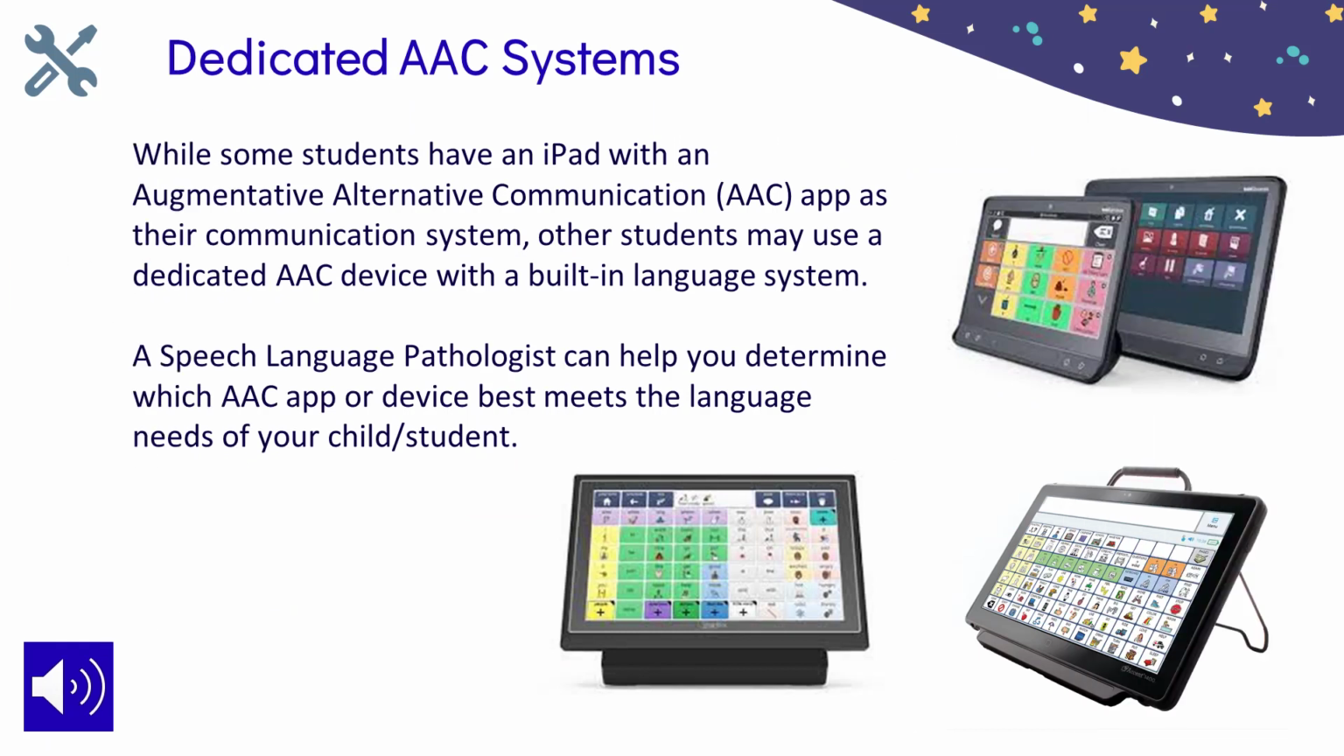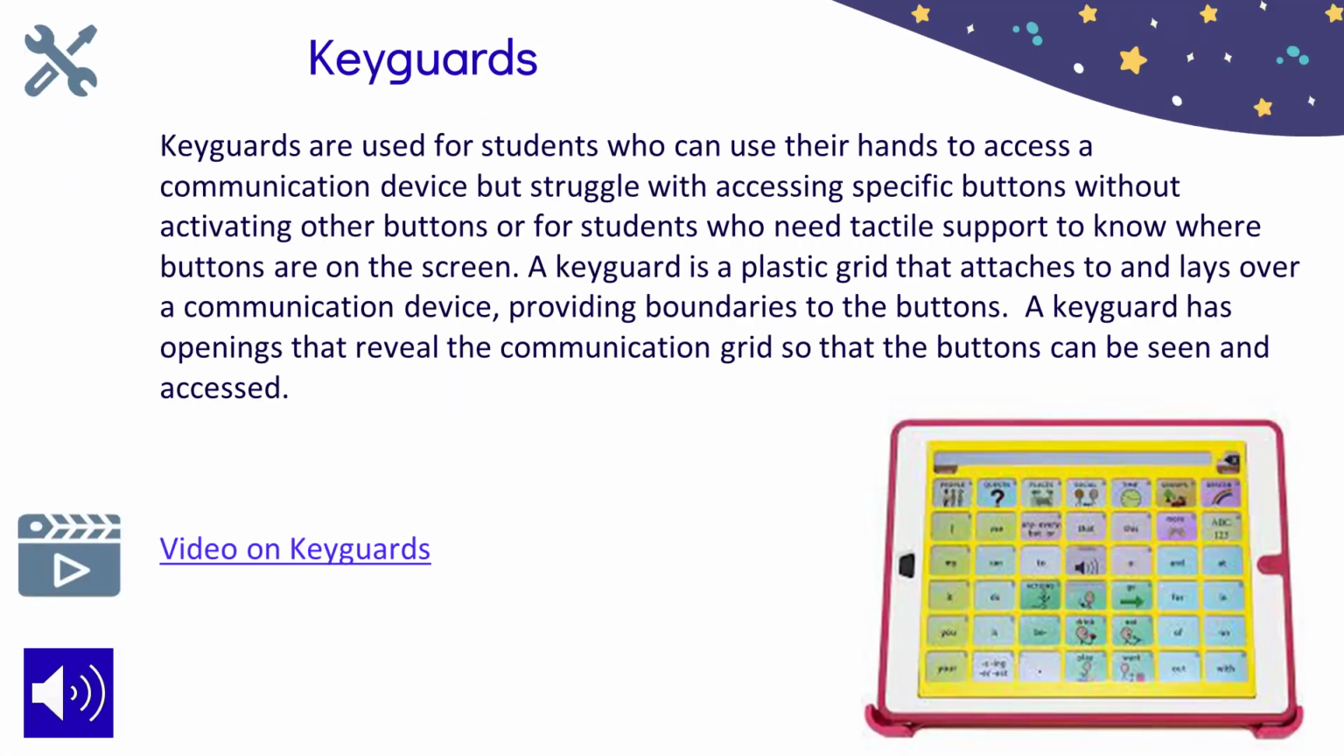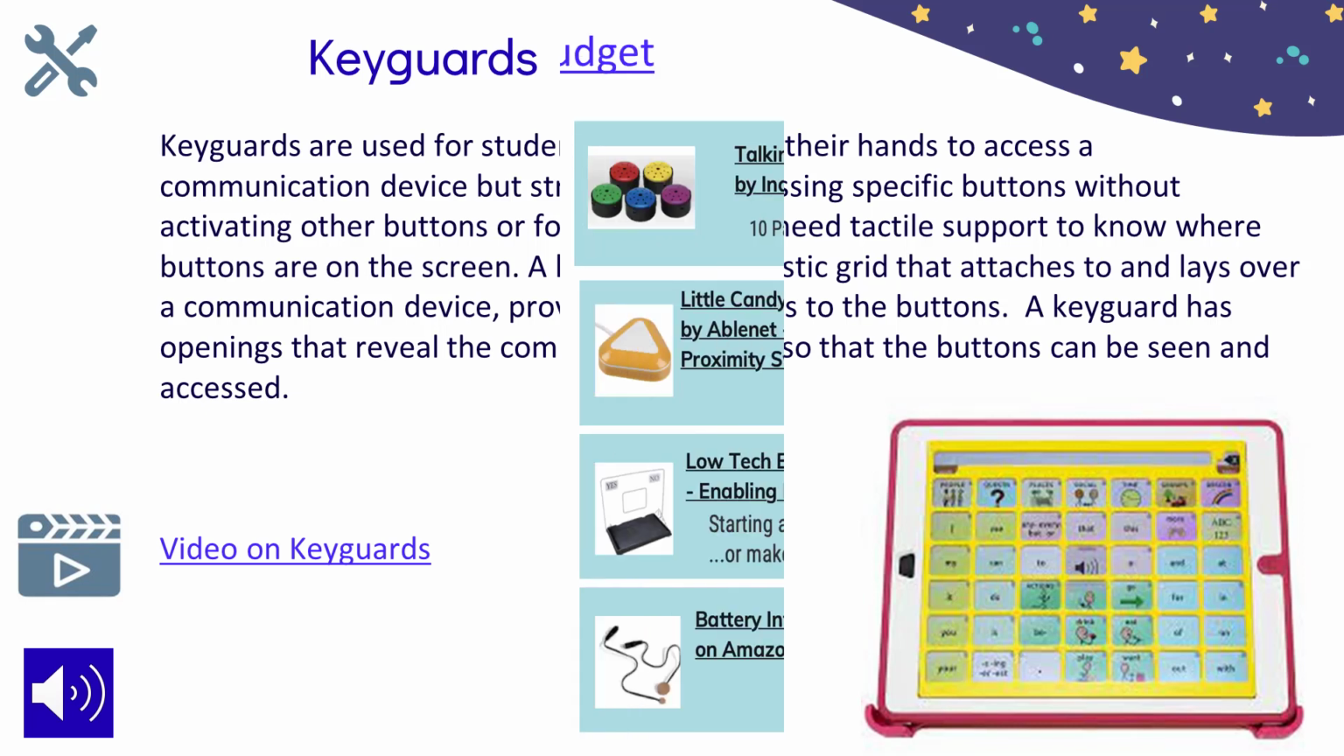A dedicated AAC system is a language system that has a voice output, but the device is closed to other operations on the device. Check out the video on this slide to see how the student can use their AAC device to write their own version of Don't Let the Pigeon Drive the Bus. Key guards are used to improve access accuracy for those able to use their hands to access language but don't have a consistent pointer finger. Check out the video to see how you can custom order a key guard for any device.